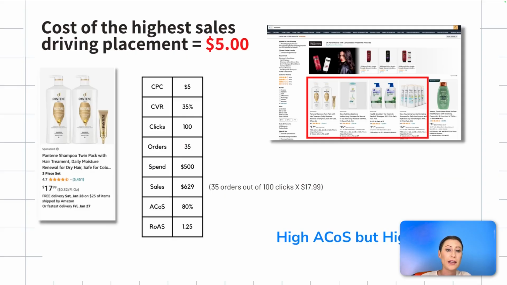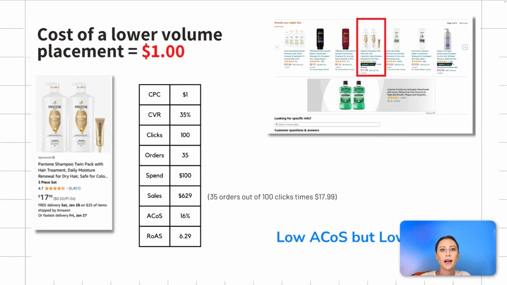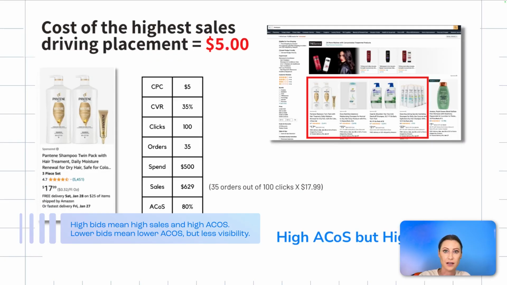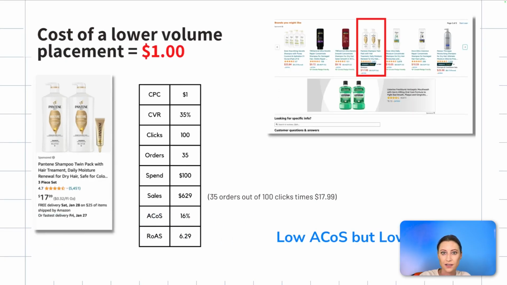But I'm showing up number 1 on the page, which means I'm going to maximize my sales. I'm going to drive as much sales as possible if I'm showing up number 1 on the page and I have a good offer. High ACoS, high sales, right? But let's say I decide I can't afford that. I need to lower my bid. I need to focus on more profitability. So let's say I lower my bid to $1. With that exact same math, if I'm still converting at a 35% conversion rate, that will get me a 16% ACoS. It's a huge, huge difference. $5 bid, 80% ACoS. $1 bid, 16% ACoS.